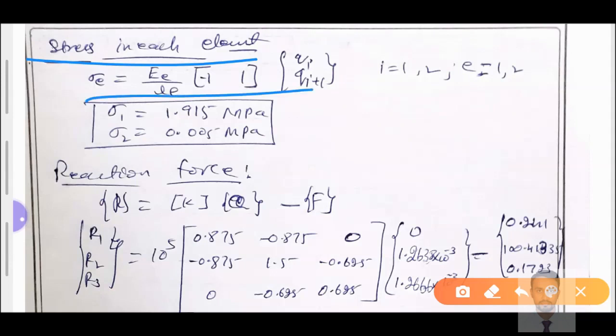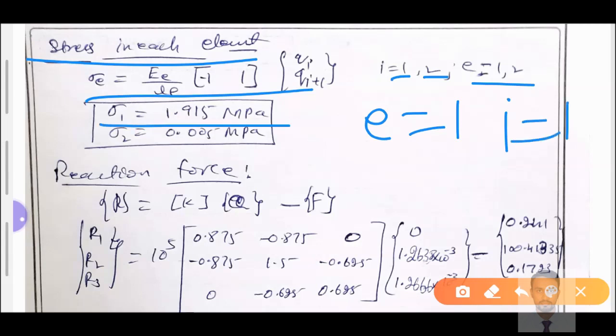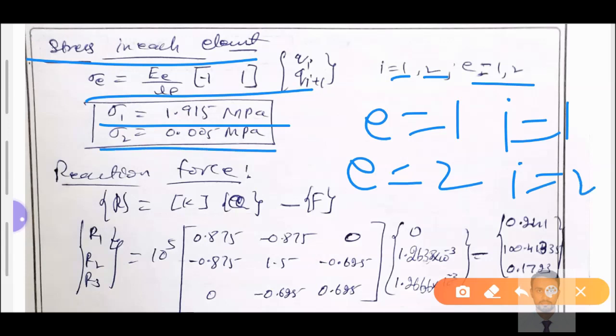Now after that we need to find the stress in each element. I have used the generalized equation directly: sigma is equal to E divided by LE times (minus Q i plus Q i plus 1). We have two elements, element number 1 and 2. Element number 1 has initial node 1, element number 2 has initial node 2. Taking E equal to 1, we have stress equal to 1.915 megapascal for element number 1. Taking E equal to 2, the stress in element number 2 is equal to 0.005 megapascals.